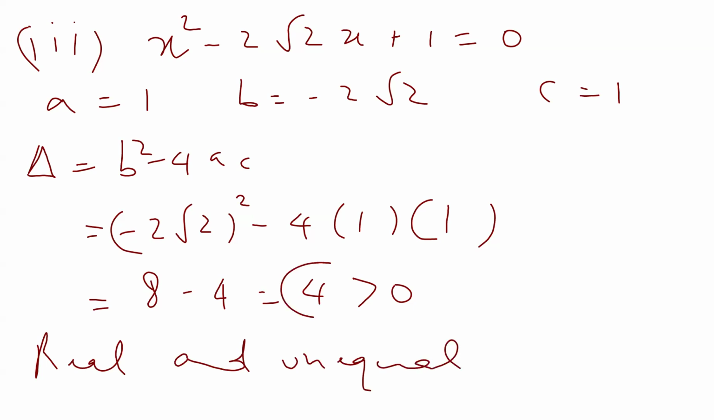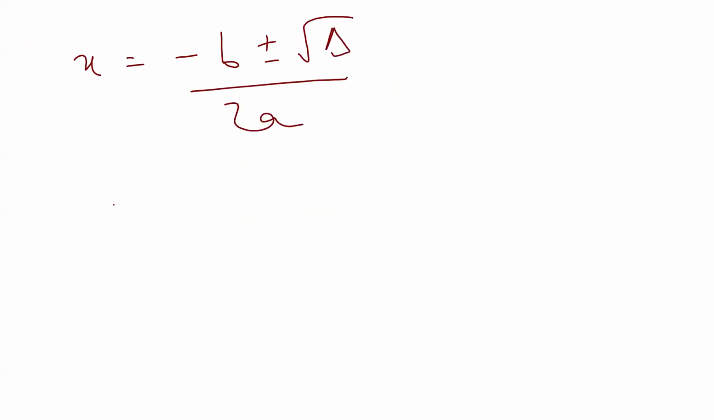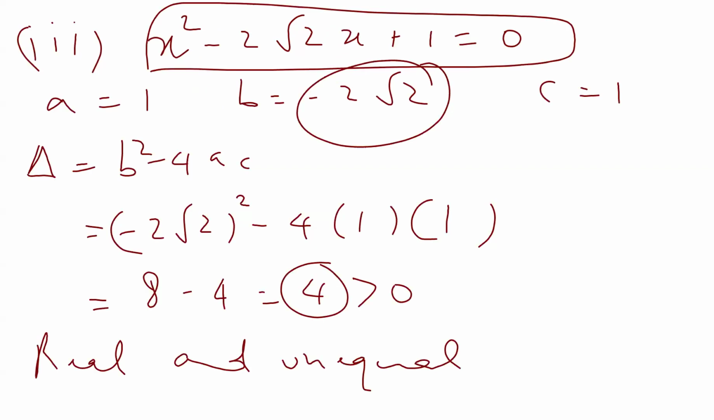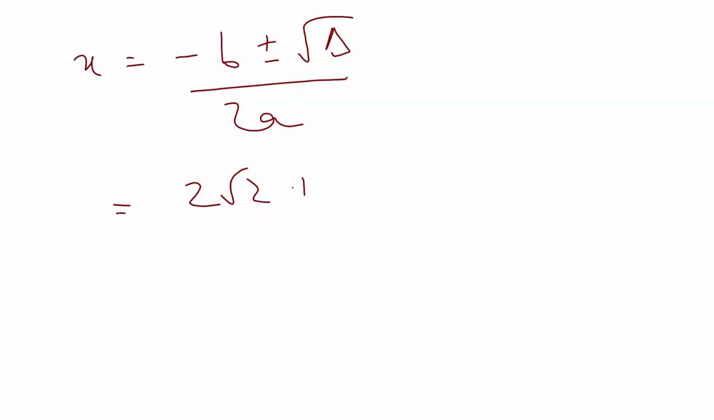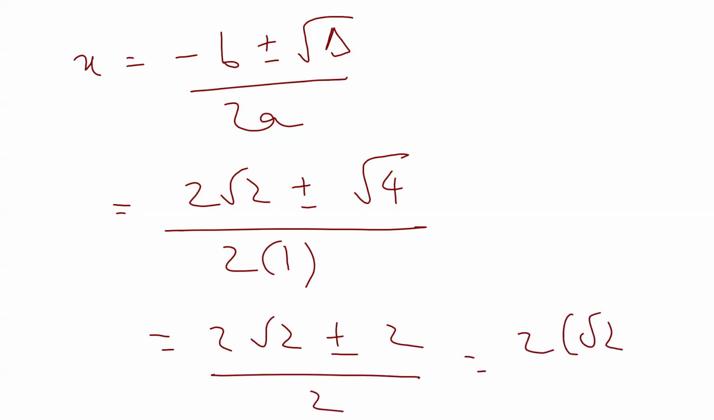Now see, it's a perfect square, yes, but then there is a root over here. So we'll just find out the value of x. x is equal to minus b plus or minus root of delta upon 2a. b is equal to minus 2 root 2, so minus b will be 2 root 2 plus or minus root of 4 upon 2a. A is 1 in this problem. So 2 root 2 plus or minus 2 upon 2. Take 2 common, root 2 plus or minus 1 upon 2. 2 cancel. So there is a root in the value of x.